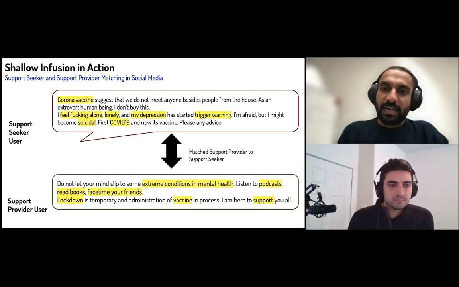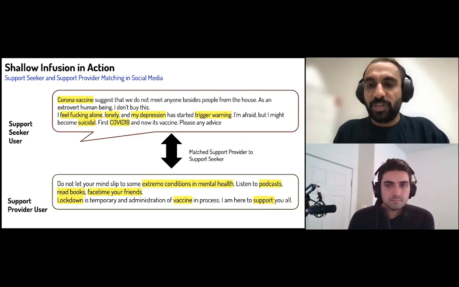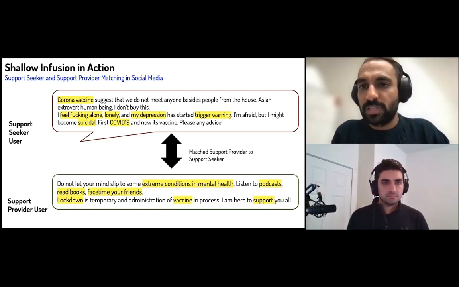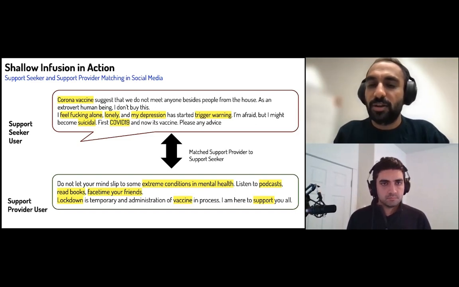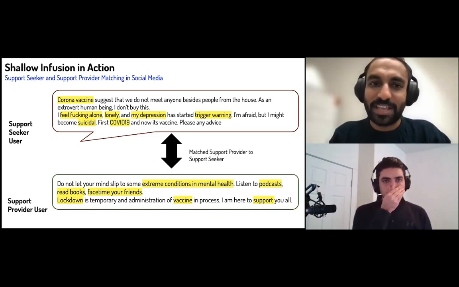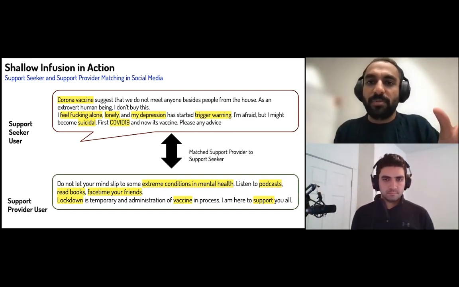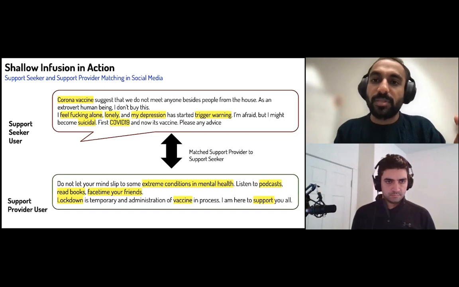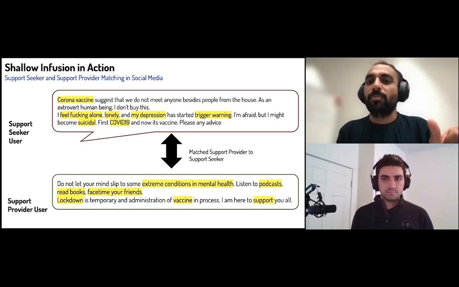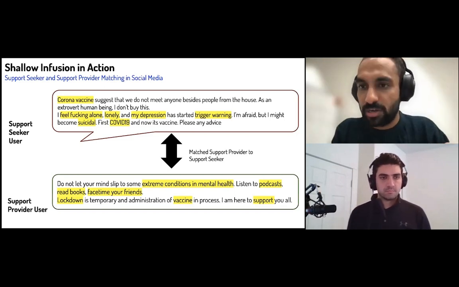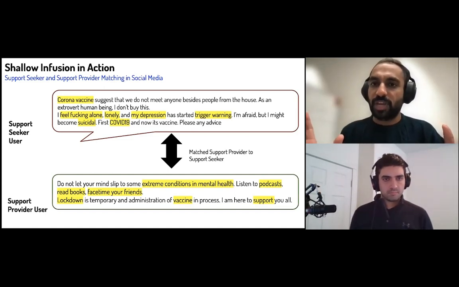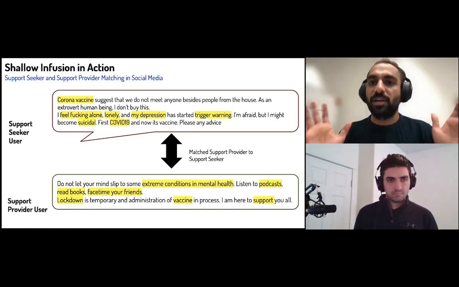So let's just take an example of this shallow infusion in action. Suppose the task of the annotator is, given the two posts, one post coming from a support seeker and the other coming from a support provider, to decide whether this support provider is the right person for the support seeker or not. You are doing a very binary classification, but there's a lot going on behind in your head.